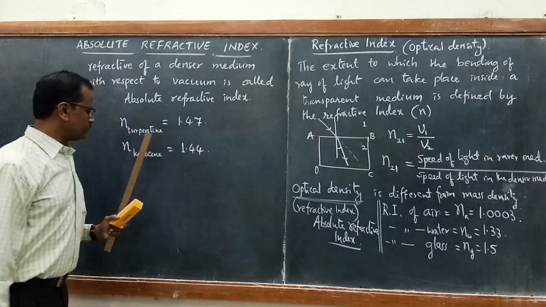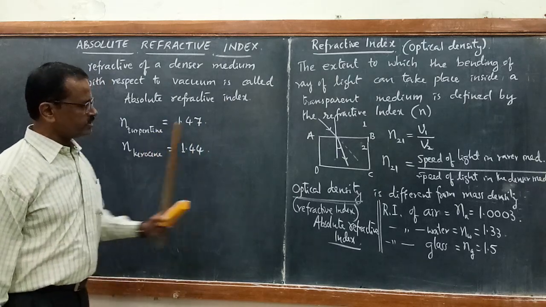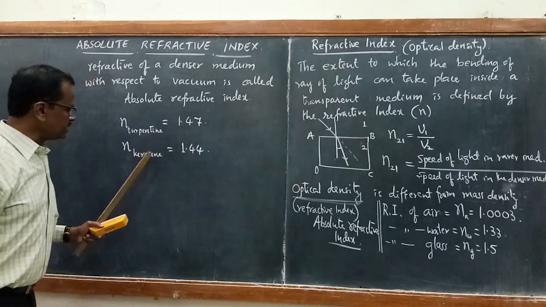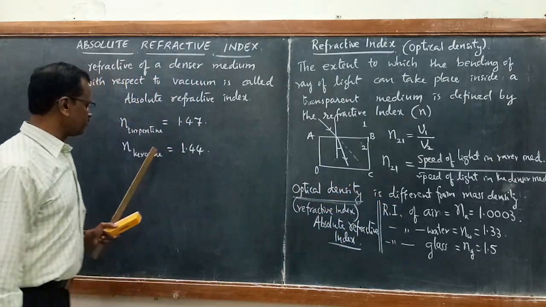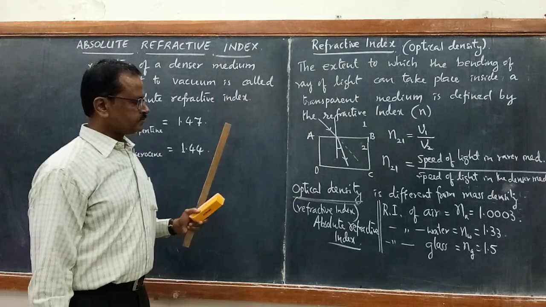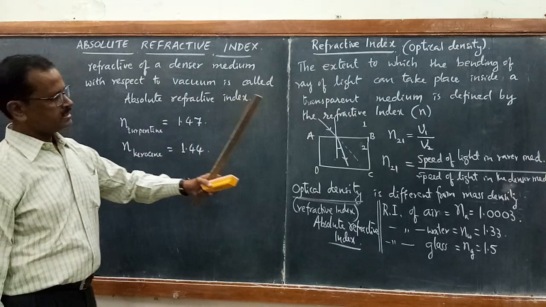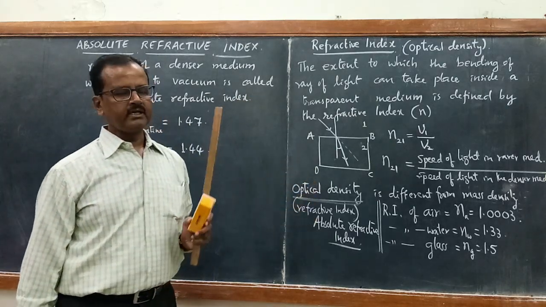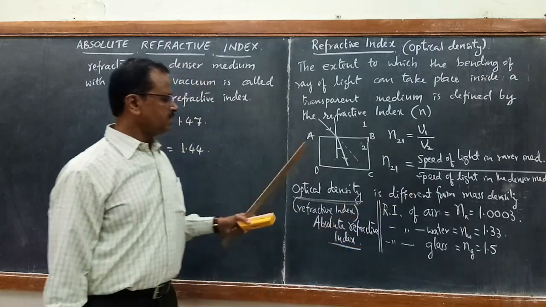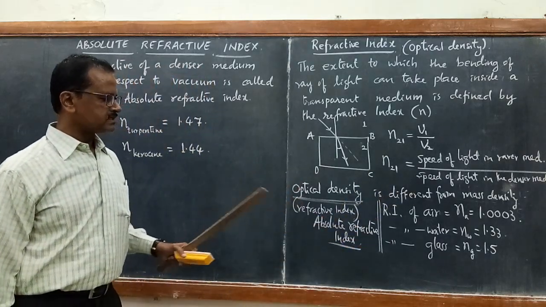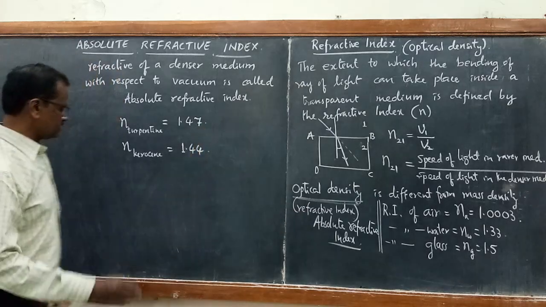Once again, if you compare kerosene with water, kerosene is optically denser than water. Optical density of kerosene is more than water. So that is the meaning of refractive index. Optical density has nothing to do with mass density. Optical density is different from mass density. It is related to refractive index, especially absolute refractive index. So I will just give you one example.